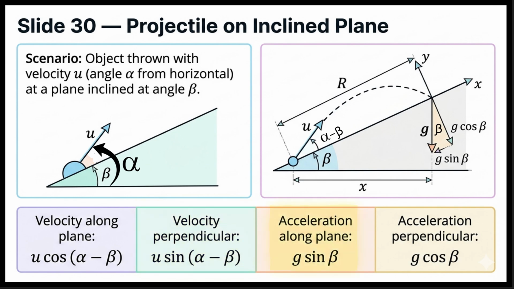Gravity also resolves into two components: g sine beta acting along the plane pointing down the slope, and g cosine beta acting perpendicular to the plane pressing into the surface.